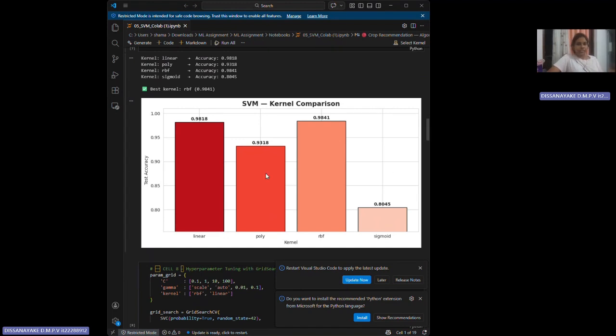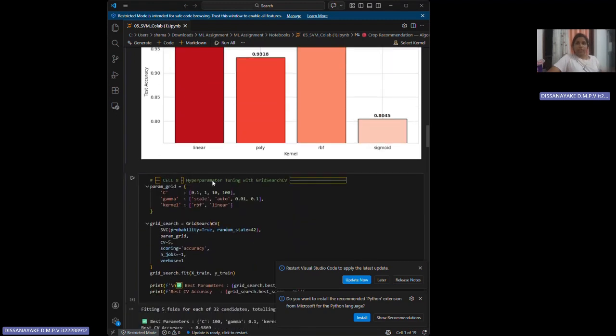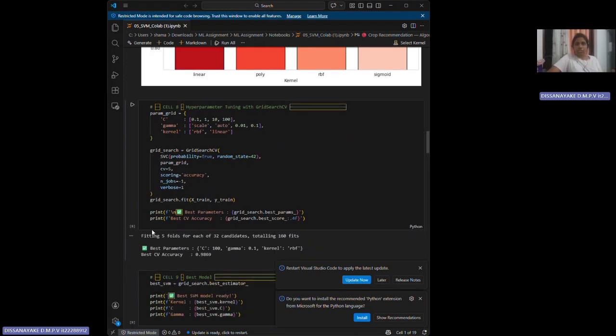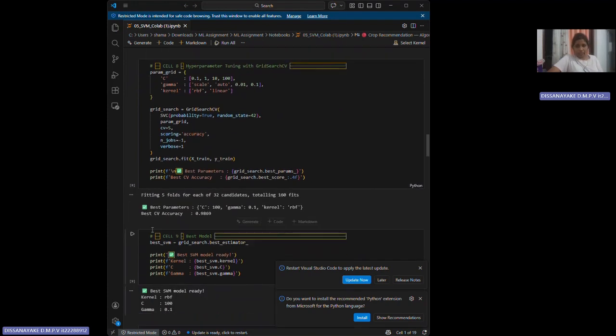But good accuracy isn't enough. We want the best accuracy. So we use GridSearchCV to find the optimal combination of C, gamma, and kernel. C is the regularization parameter. Gamma controls how far the influence of a single training point reaches. For the kernel, we test RBF and linear. Grid search runs five-fold cross-validation for every combination and picks the winner automatically.